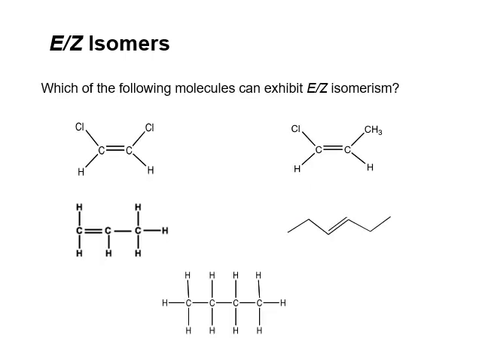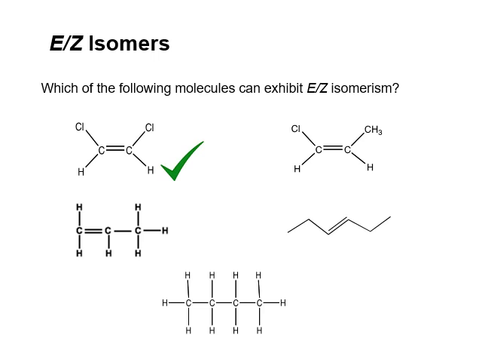And have a look at these 5 molecules. You need to decide which can exhibit EZ isomerism. Okay, so hopefully you've spotted this first one can. Each carbon of the double bond has two different groups. Each has a chlorine and a hydrogen, so that one can.